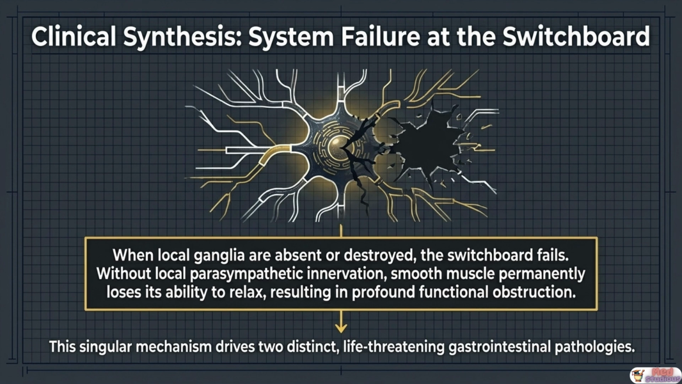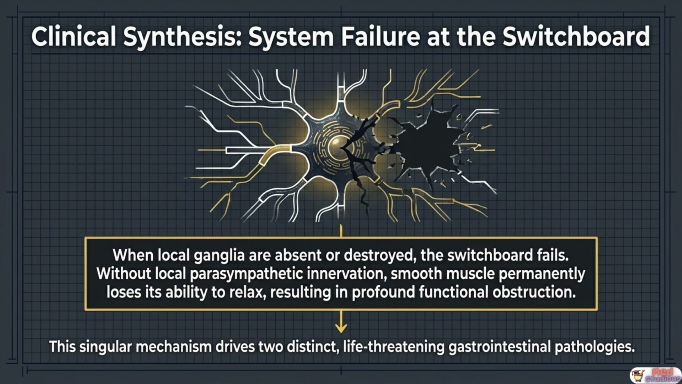What happens when these vital, localized ganglia are either congenitally absent or destroyed by disease? The switchboard fails. In the gastrointestinal tract, the absence of local parasympathetic innervation is catastrophic. Without the neural signals commanding the tissue to relax, the local smooth muscle remains in a state of permanent, tight contraction. It permanently loses its ability to dilate and let food or waste pass.